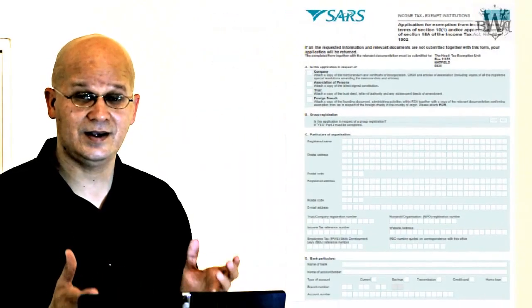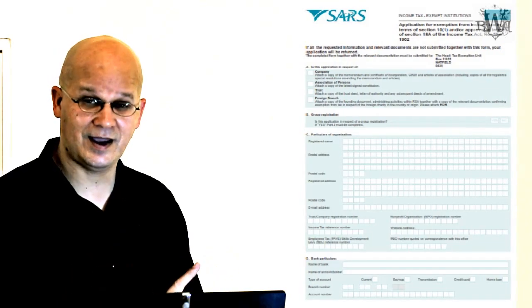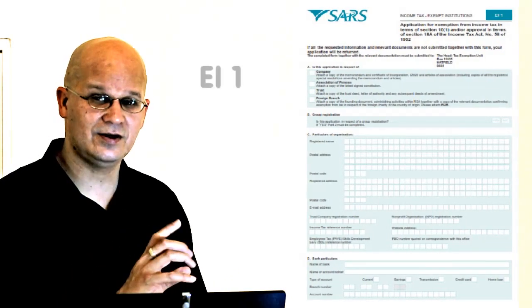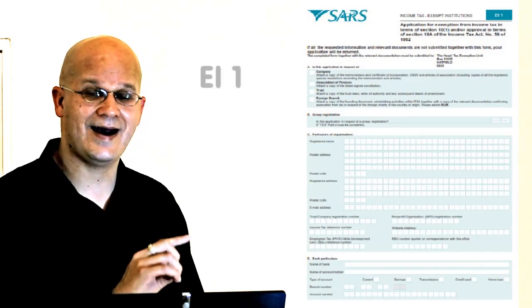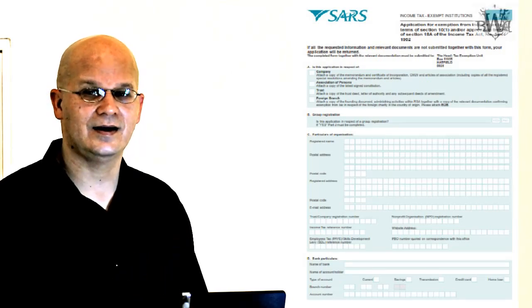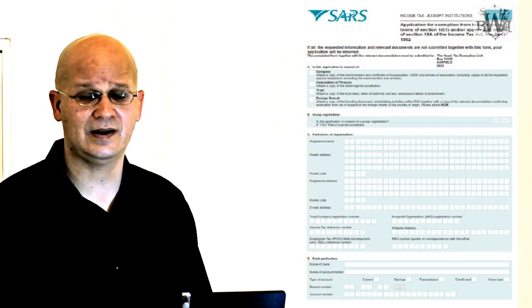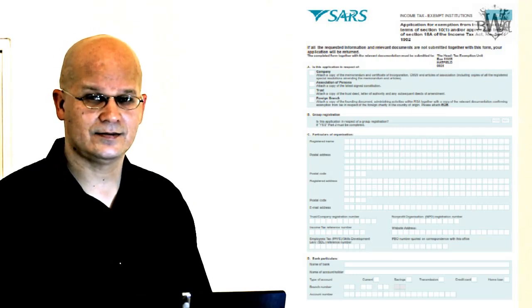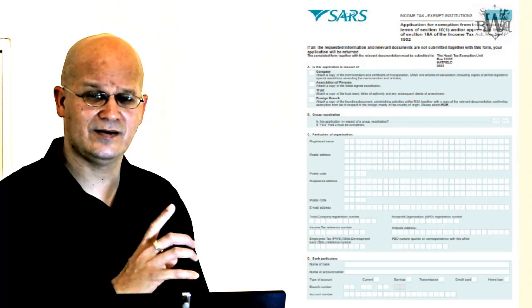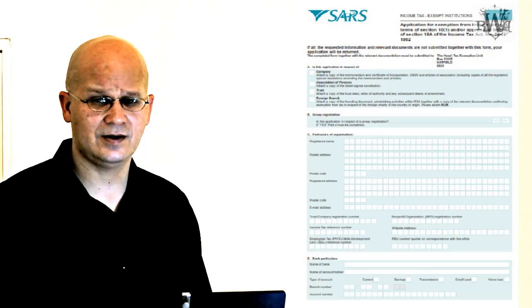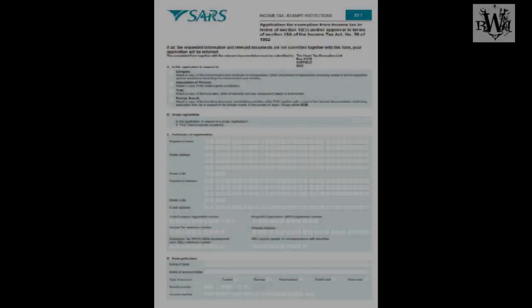The easiest way is to have a look at the application form. Now, the application form is called the EI1 form, and public benefit organizations must use this form to apply for tax exemption. And the EI1 is available on the website of the tax exemption unit.